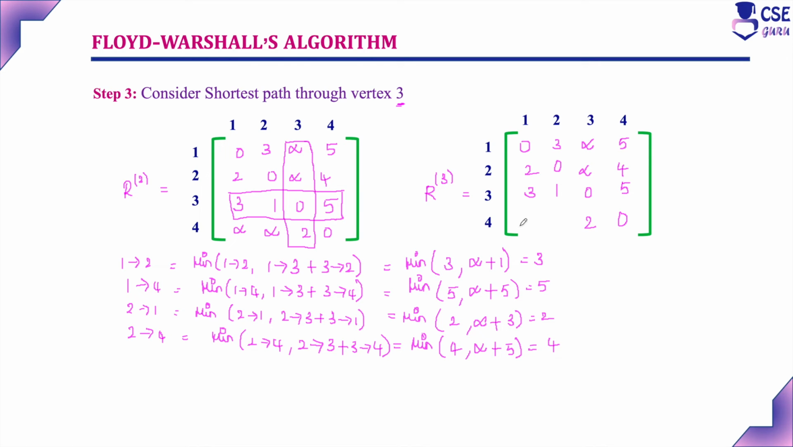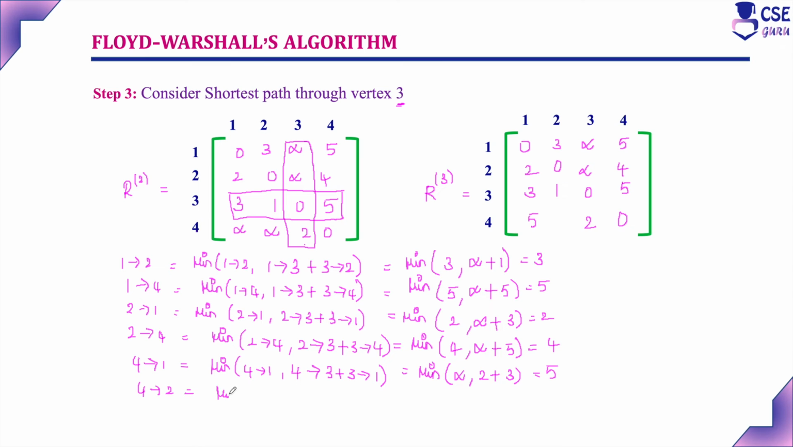Next is 4 to 1 and 4 to 2. So 4 to 1, minimum of 4 to 1, comma, through the vertex 3. So 4 to 3 plus 3 to 1. So we will get it as a minimum of 4 to 1. 4 to 1 already the value is infinite, and 4 to 3 it is 2 plus 3 to 1 it is 3. So we will get it as 5. So the shortest distance from 4 to 1 is 5.